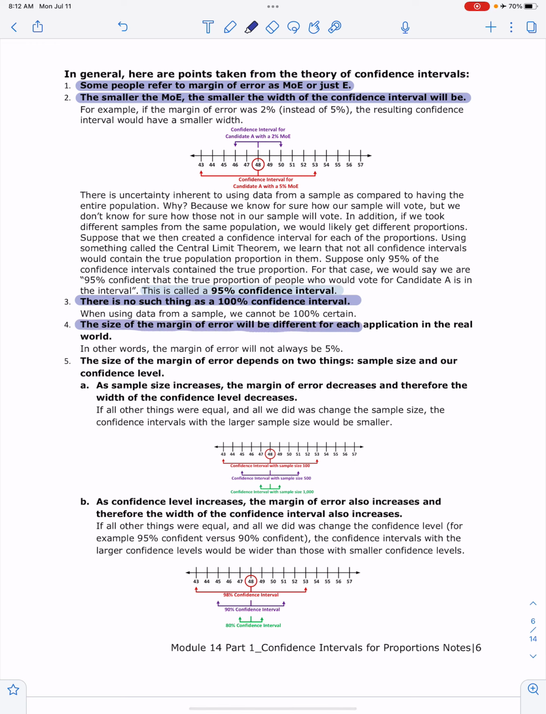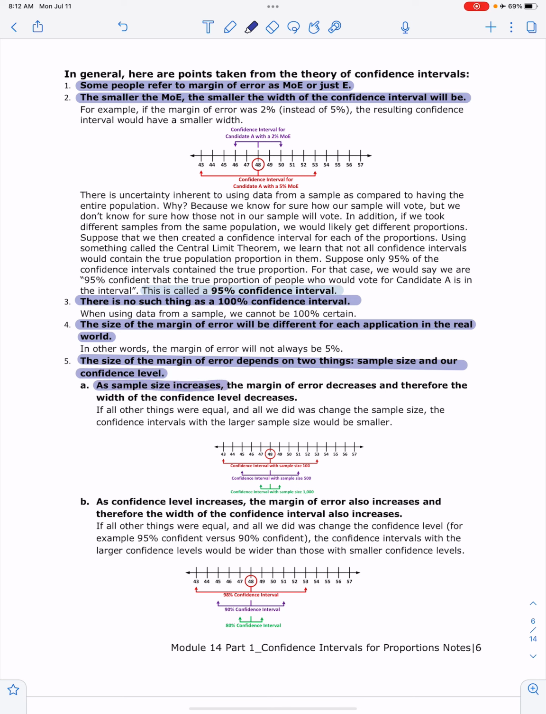In the real world, the size of the margin of error is going to be different for each situation we talk about. Okay. And the last thing, the size of the margin of error depends on 2 things: the sample size and the confidence level we are looking at.